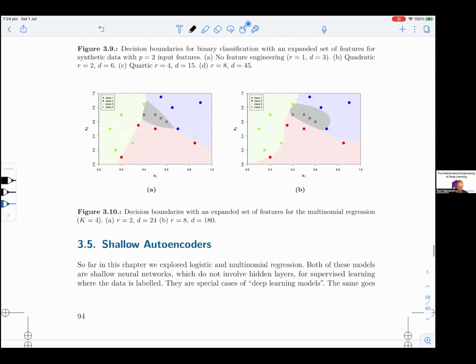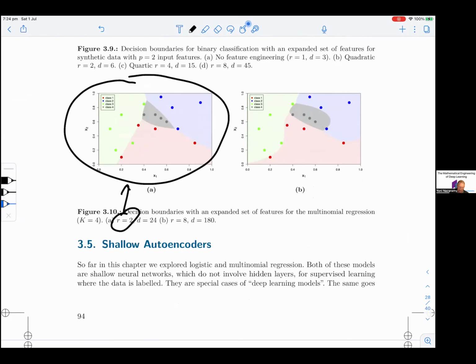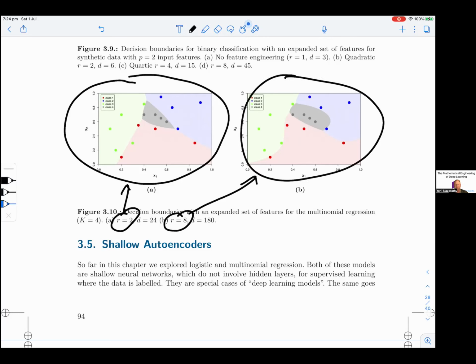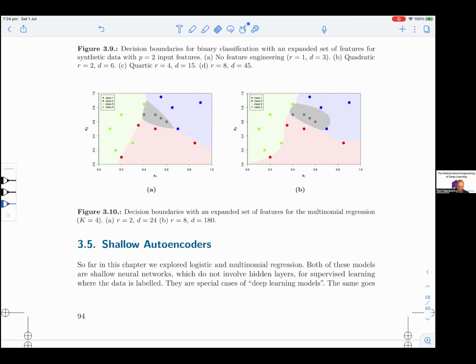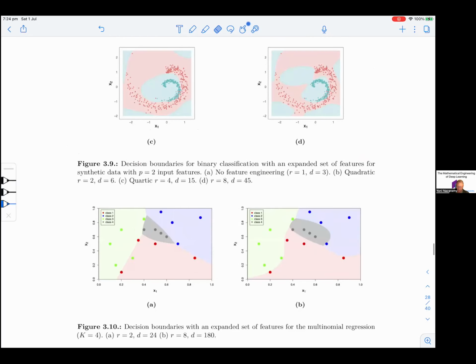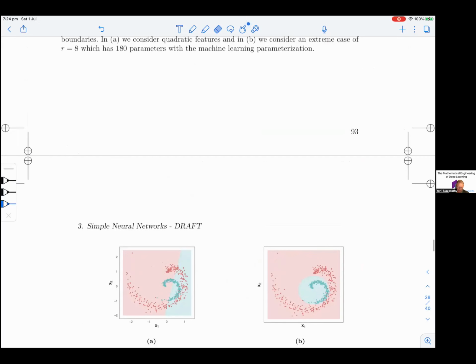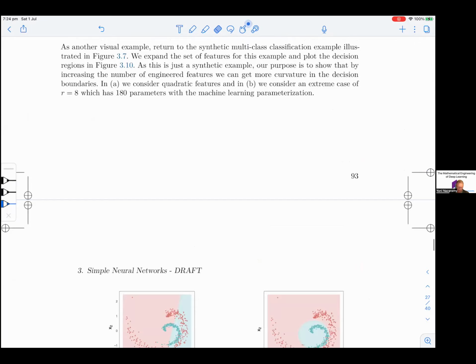So in A, we had r equals 2, and in B, we allowed r equals 8, and there's a whole lot of features. Again, this is probably an overfit for this data. But the point is that with feature engineering, we move away from linear decision boundaries. And that is the end of this short section, 3.4.